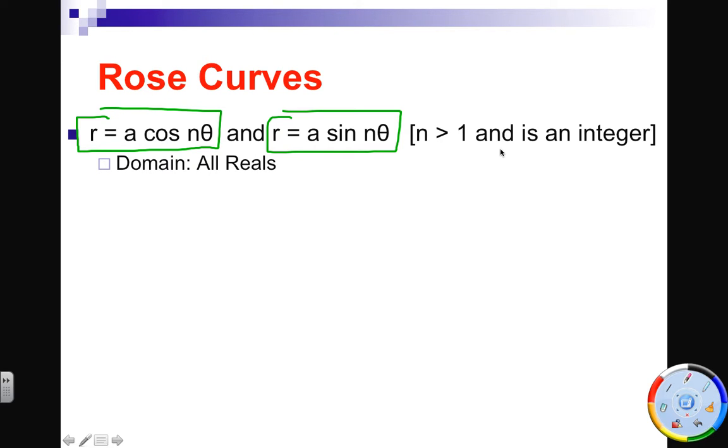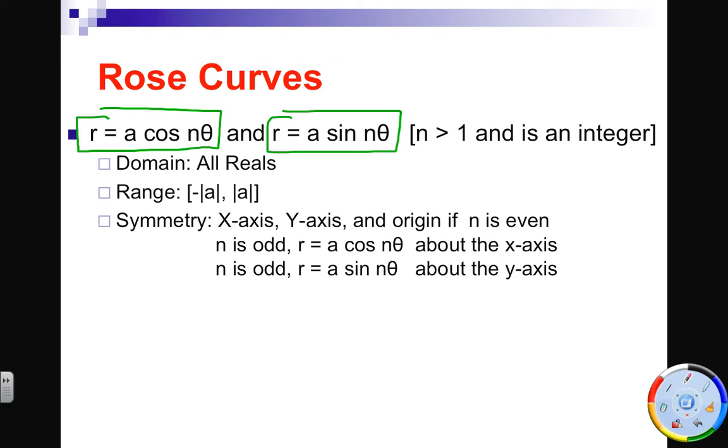The domain of these functions is all real numbers. The range goes from the negative absolute value of a to the positive absolute value of a. So the range represents the distance from the origin, and the distance from the origin has to do with this a.